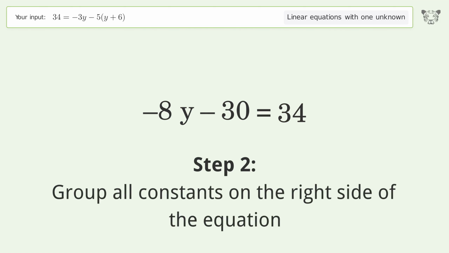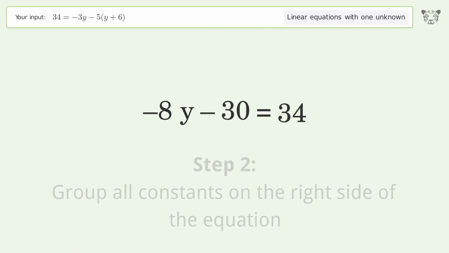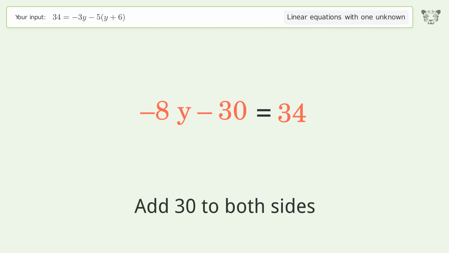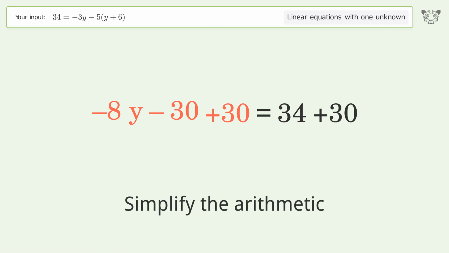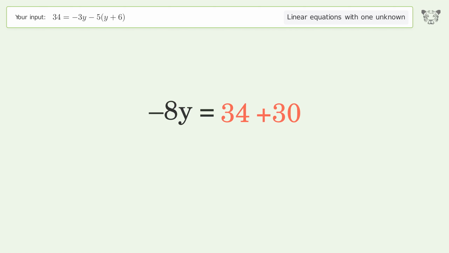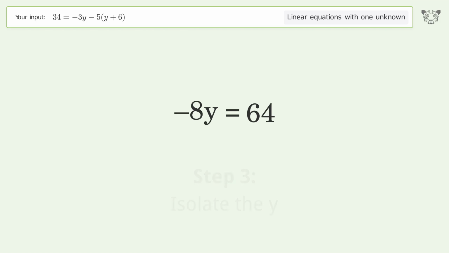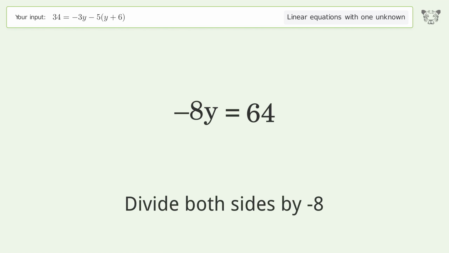Group all constants on the right side of the equation. Add 30 to both sides. Simplify the arithmetic. Isolate the y. Divide both sides by -8.